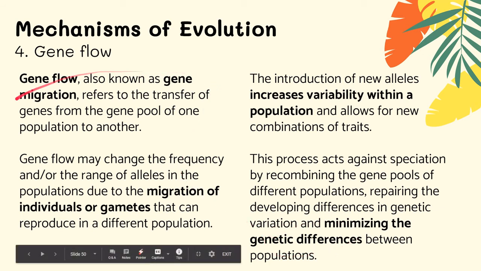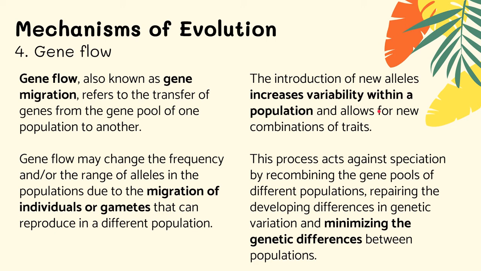So gene flow or gene migration happens because people or organisms are migrating to different places, mating with the new people there, and creating new hybrids or new combinations of genetic composition.